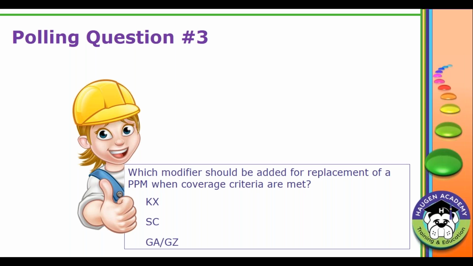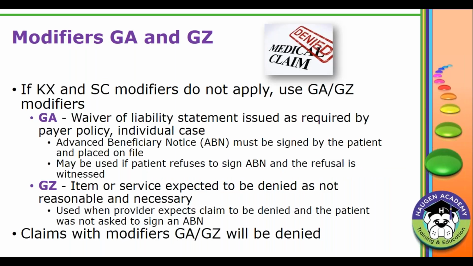The question is, which modifier should be added for replacement of a pacemaker when coverage criteria are met? And the answer for this, you may be thinking KX, but it's actually SC because it's a replacement. Remember that the KX modifier only applies to initial placement. It does not refer to replacements.